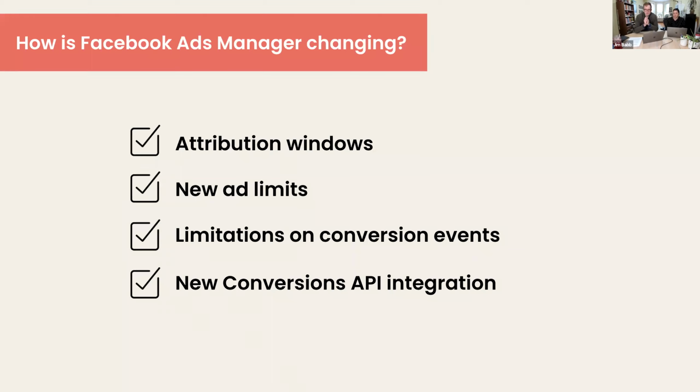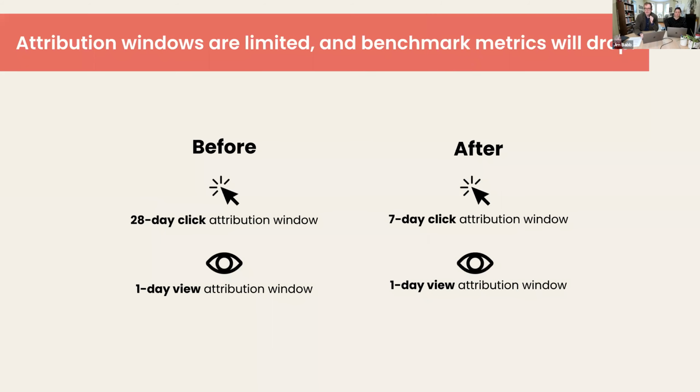So these 4 changes are the ones that are happening. Attribution windows are changing, and some of these are happening at the same time. Whether or not they're correlated directly with this change, they're definitely thinking about the future, so I'll say that with a grain of salt. Attribution windows are changing. New ad limits are happening. Limitations on conversion events, and new conversion API integration, which is sort of the new pixel. Attribution windows are limited, and benchmark metrics will drop. It's just because we won't be able to see everything anymore.